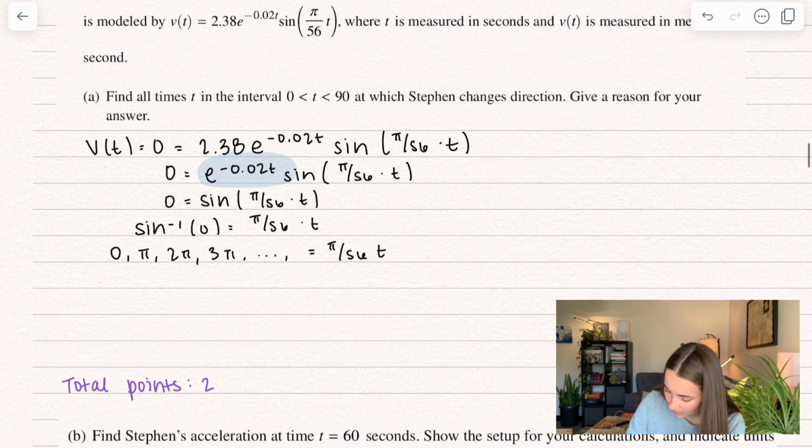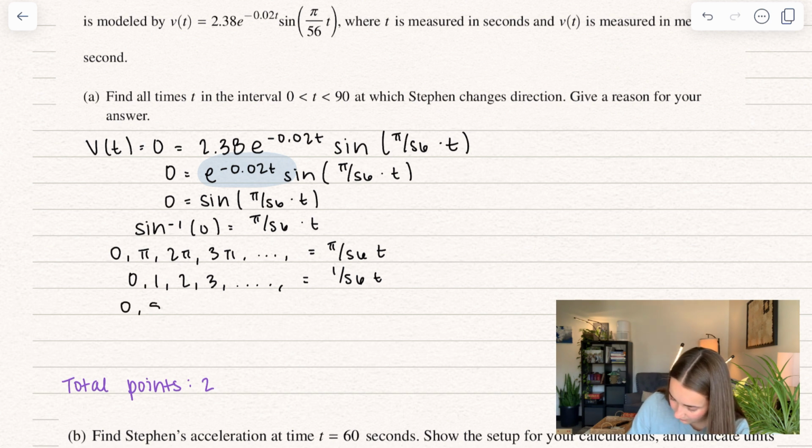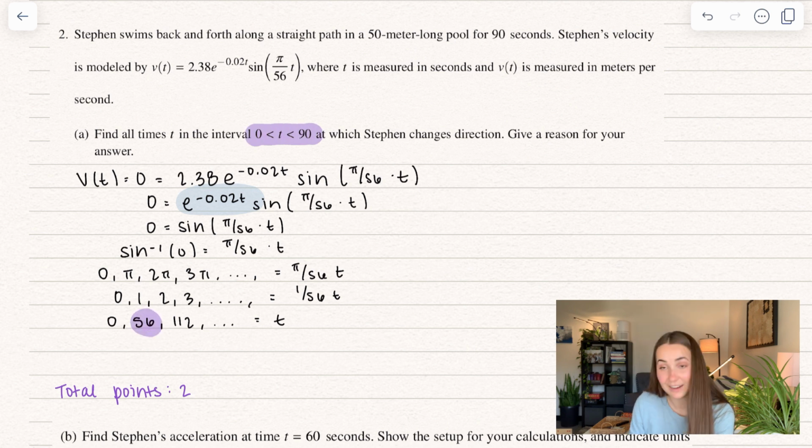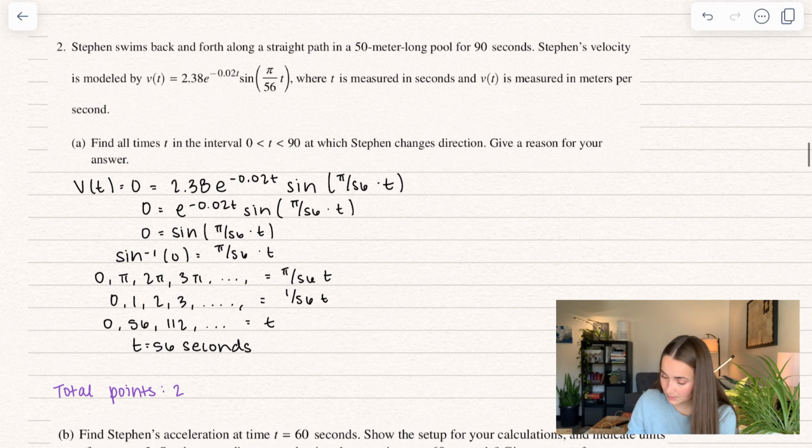Dividing everything by pi, we get 0, 1, 2, 3, so on and so forth, and that's going to be equal to 1 over 56t. So I'm going to multiply everything by 56. We get 0, 56, 112, and I'm not going to even include the other ones, is equal to t. So now what we need to do is consider our time interval. It's going to be between 0 and 90, and the only time that occurs is at 56. And so we found the times where Stephen changes directions, and we need to give a reason.